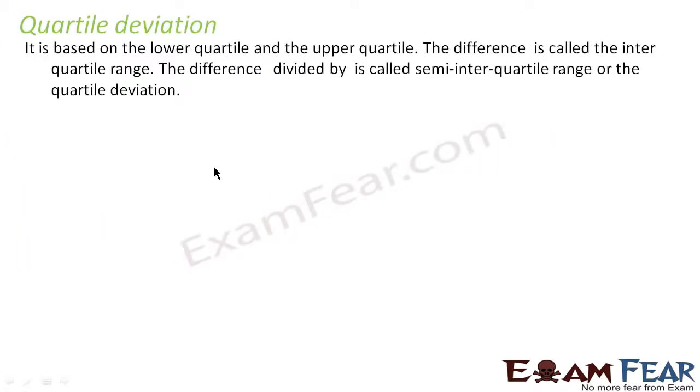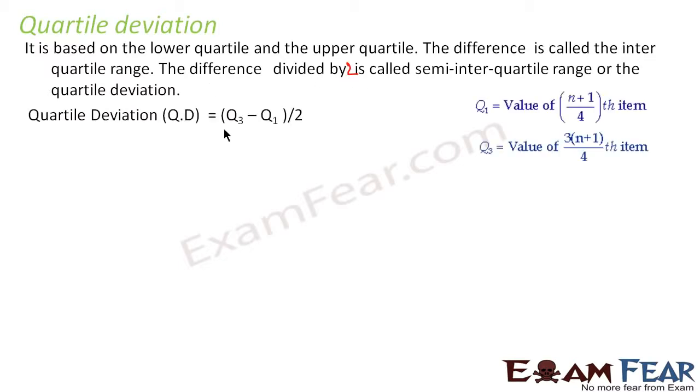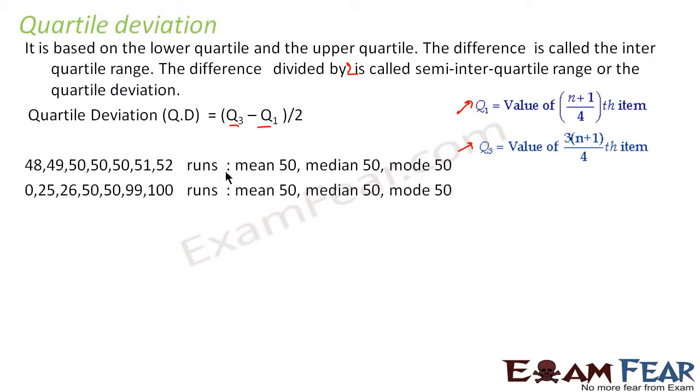Correct? Now we'll take quartile deviation. It is based on the lower quartile and the upper quartile. The difference is called the inter quartile range, and the difference divided by 2 is called semi-quartile. So here you see the formula: quartile deviation is Q3 minus Q1 by 2. Q1 is the n plus 1 by 4th term, and Q3 is 3 into n plus 1 by 4th term. So for the same data I'll find quartile deviation. So here Q1 will be, n is equal to 7, 7 plus 1 by 4th term, that is the second term.